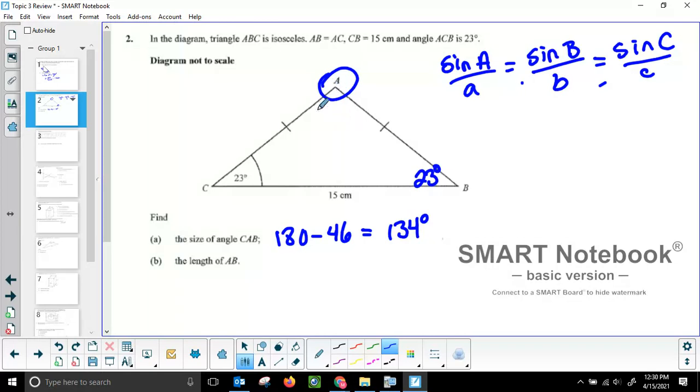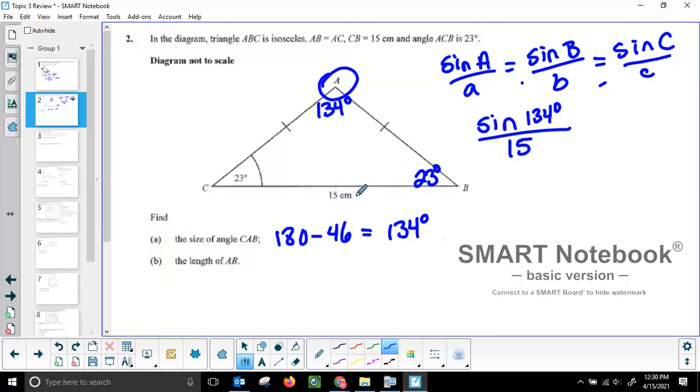All right, so we just found angle A up here. We have angle A and side A. That tells us we have to use sine of A over A, right? So I'm going to do sine of 134 over 15.